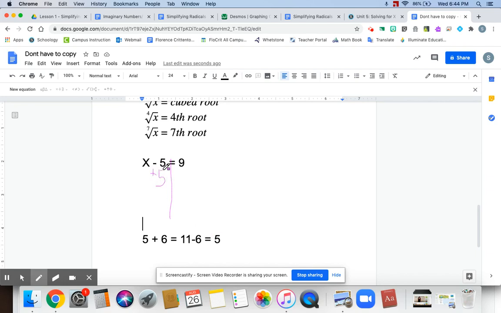So if I add 5 to both sides, because what you do to one side, you always have to do to the other. On this side, they cancel because they're inverses. They undo each other. They eliminate each other. They cancel each other. All those words mean the same thing.